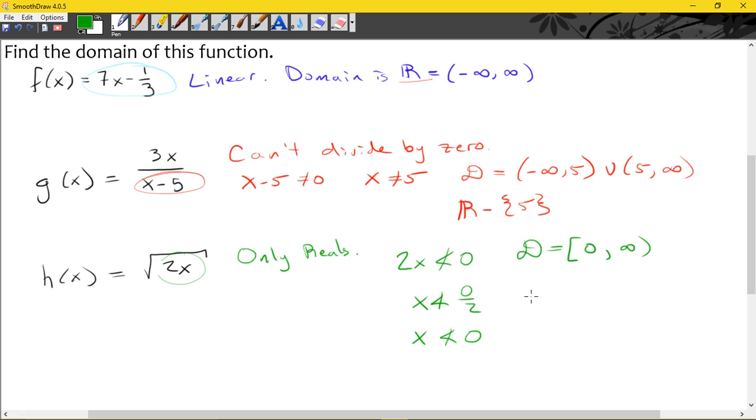If I'm using set builder notation, I might say it's the positive reals plus 0. I might say it's the set of all x such that x is greater than or equal to 0. That would work too. So three different notations for this. Let's take a look at some other examples.